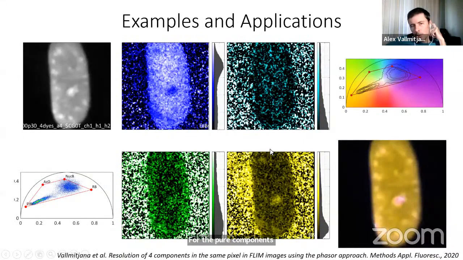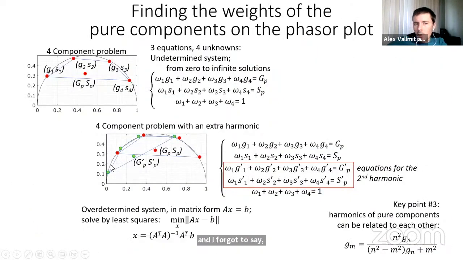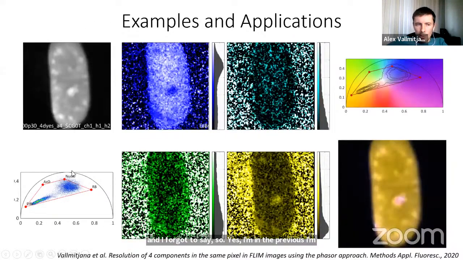Okay, knowing all this, let me show you some data. This is some cells that we labeled with nucleotides. I forgot to say, I'm talking always about pure components on the universal circle. Note that in this case, the pure components are no longer on the universal circle, so we don't have an analytic position for this. It's not like we look in the literature for the lifetimes of these components. What we did is actually measure the pure components by themselves. So we loaded a sample with only rose Bengal, a sample with only Nile blue, a sample with only acridine orange, and a sample with only ethidium bromide, and measured their phasor positions.